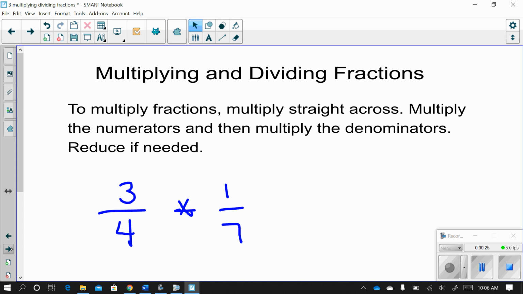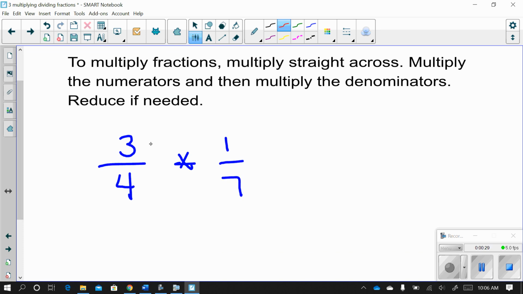Okay, so let's look at this problem right here. We're just going to multiply straight across. So 3 times 1 is 3. 4 times 7, 28. And I cannot reduce that fraction at all, so we're done.